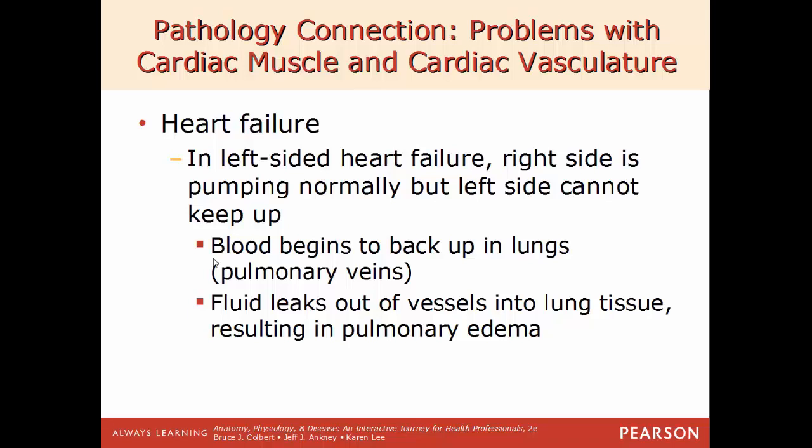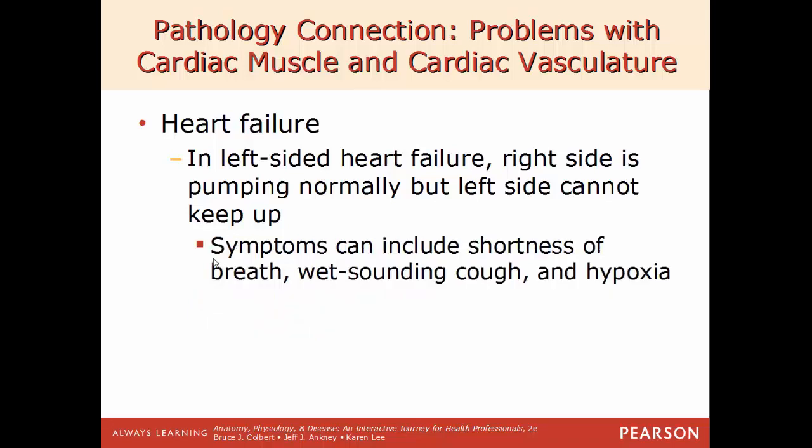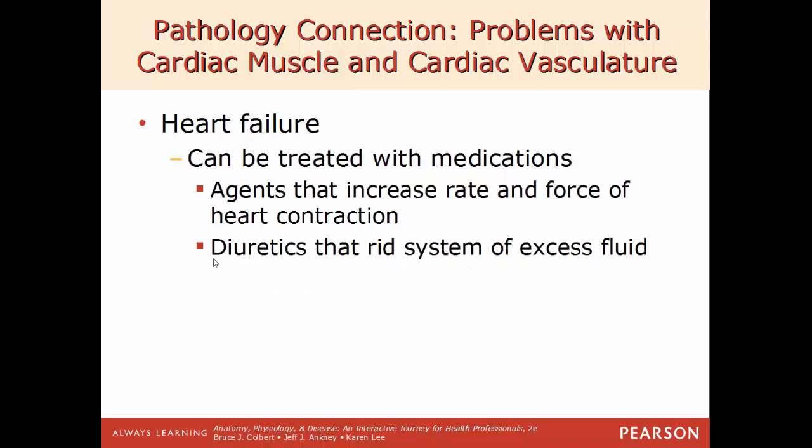In left-sided heart failure, the right side is pumping normally, but the left side can't keep up. So the blood will back up into the pulmonary veins into the lungs. So the fluid will leak out into the vessels and into the lung tissue, resulting in pulmonary edema or swelling. Now, symptoms of this could be shortness of breath, a wet-sounding cough, and hypoxia. The heart failure can be treated with medications, including agents that will increase rate and the force of heart contraction, and also diuretics that will rid your body of excess fluid.